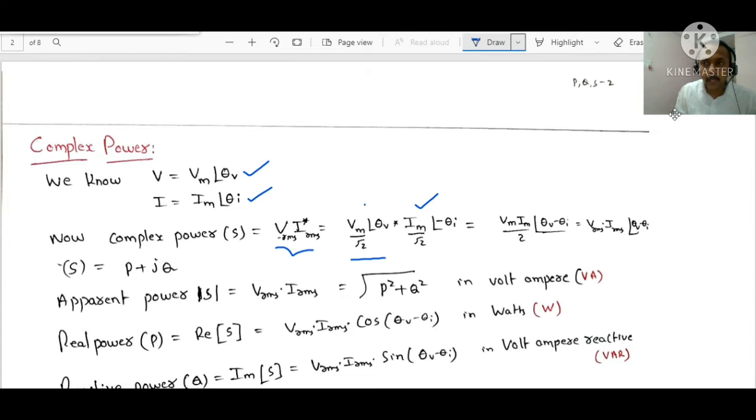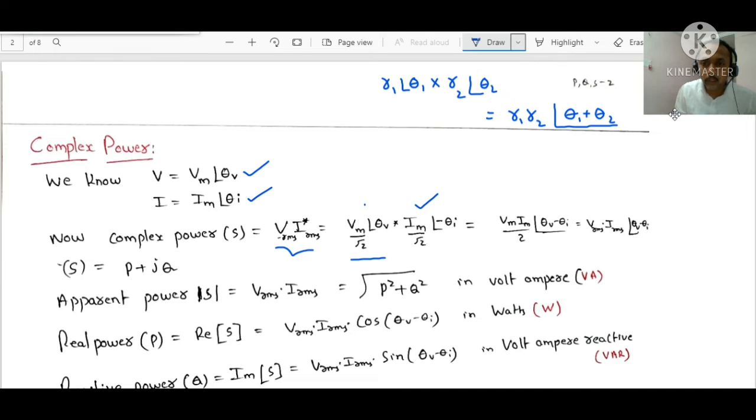Now already you know one basic: both are in the polar form. In polar form multiplication, R1 at an angle theta 1 into R2 at an angle theta 2, what is its answer? R1 R2 at an angle, the angles get added, theta 1 plus theta 2. This is an important basic. That is what we are doing here.